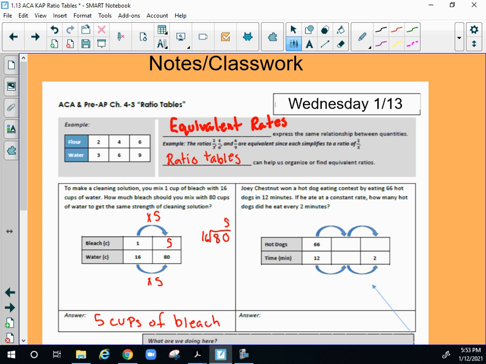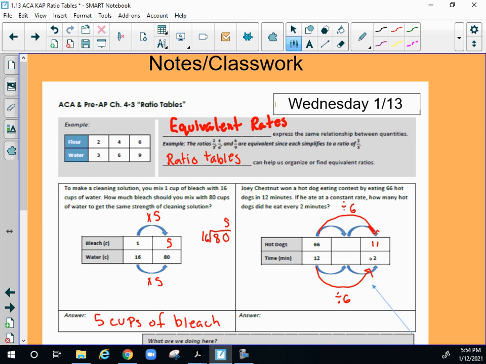In the second example, it says, Joey Chestnut won a hot dog eating contest by eating 66 hot dogs in 12 minutes. If he ate at a constant rate, how many hot dogs did he eat every 2 minutes? So there are 2 ways we could do this. If we notice, we're trying to go from 12 to 2. So we could divide by 6, and up here we would divide by 6 to get 11.